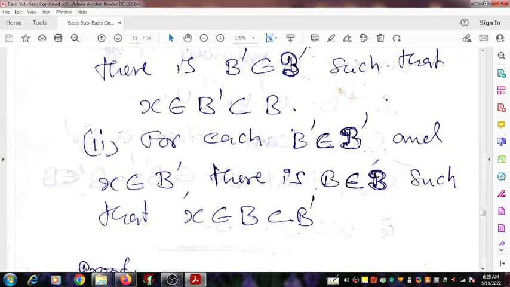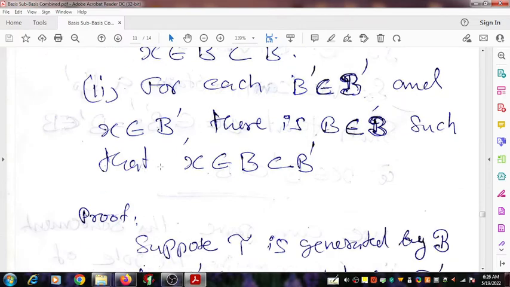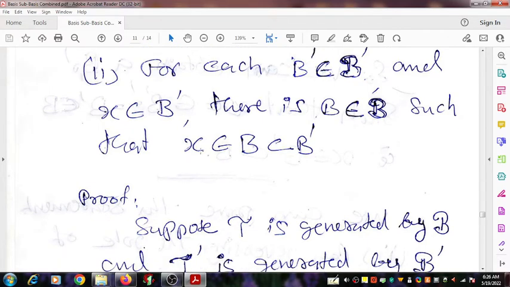Similarly, for each B prime in script B prime and a point x in B prime, there must exist a member B in the first basis script B such that x is an element of B, and B is a subset of B prime.